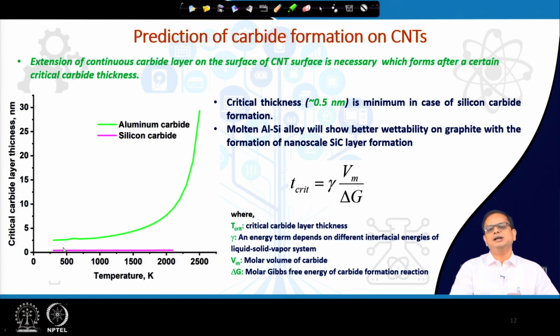That means, after attaining 1 or 2 nanometer layers, 3-4 nanometers thickness of carbide formation, the perpendicular growth or the thickness increase stops, right. That means, it is actually good. So, the carbide layer is helping the wettability as well as it is not growing in the perpendicular direction for long time. It is showing low thickness, which is good from the point of view of mechanical strength.